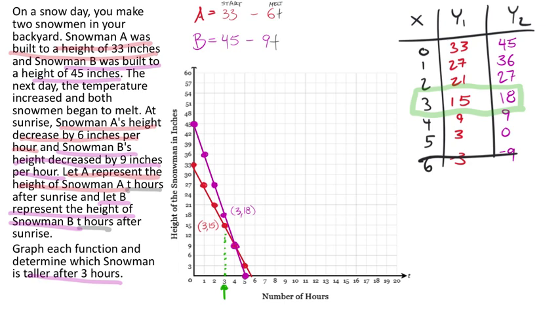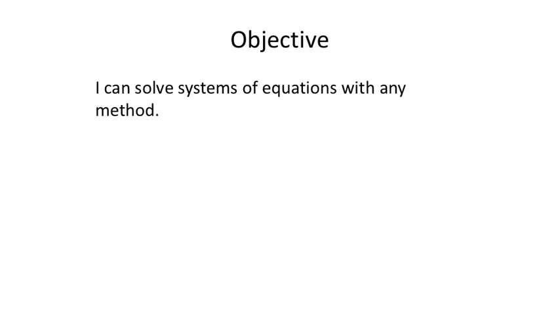So let's see, which snowman is taller after 3 hours? Well, that is snowman B. There's our objective. Then I can solve systems of equations with any method: elimination, graphing, and substitution. There we go.